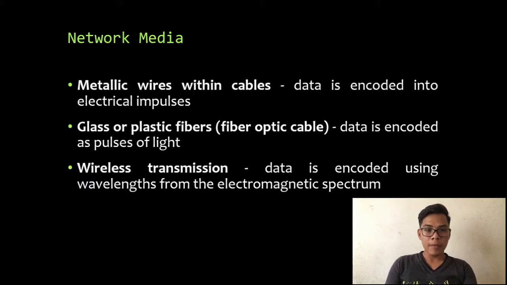Network media. Metallic wires within cables: data is encoded into electrical impulses. Glass or plastic fibers, fiber optic cables: data is encoded as pulses of light. Wireless transmission: data is encoded using wavelengths from the electromagnetic spectrum.